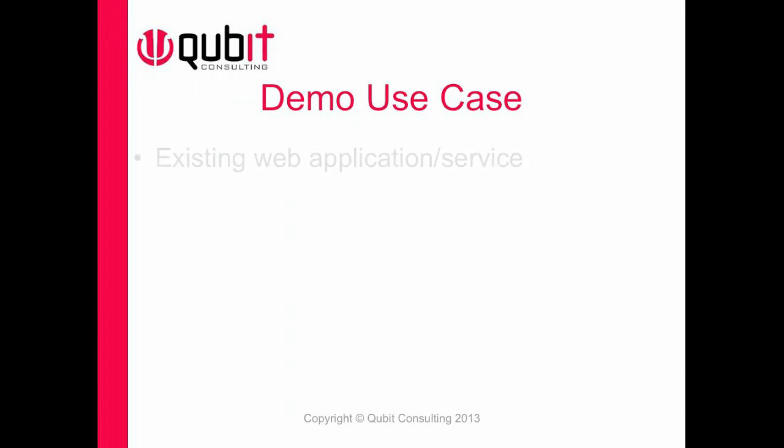For my demo, I've sort of dreamed up a fairly simple use case. We have an existing web application and a service. For the purpose of the demo, I'm just using an out-of-the-box installation of Atlassian Jira, which has a web application, but it has a SOAP service in there as well.